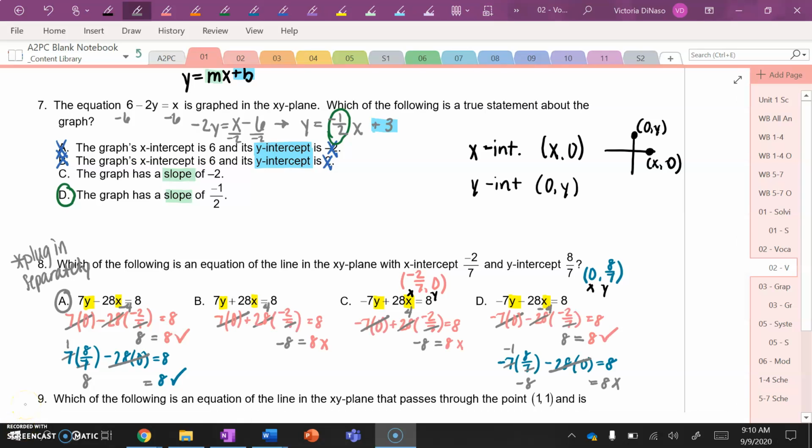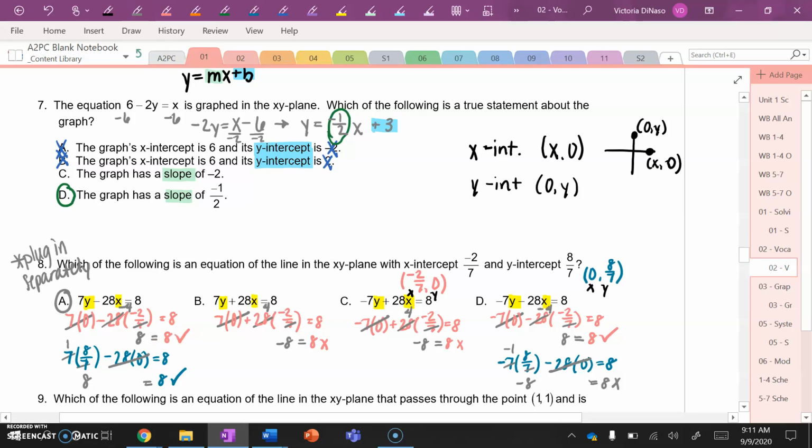So as you notice, when we input my x-intercept coordinate, negative 2/7 comma 0, into x and y in letter B, we get negative 8 equals 8, which is not true. For letter C, when we input 0 in for y and negative 2/7 in for x, we get negative 8 equals 8. For letter D, when we input 0 in for y and negative 2/7 in for x, we get that 8 equals 8, which is correct. However, for letter choice D, when I plug in the other one to double check my work, so when I input the 8/7 in for y and 0 in for x, we get negative 8 equals 8, which is not true. So that is why the answer is not D.